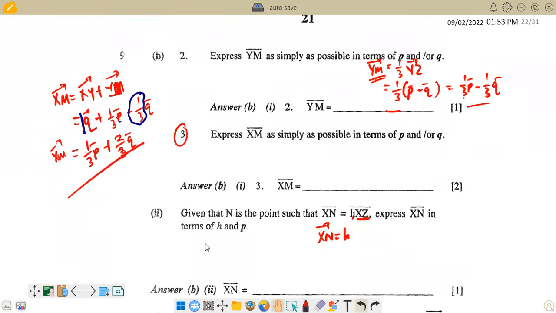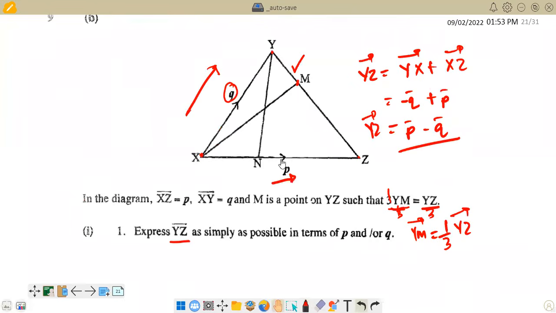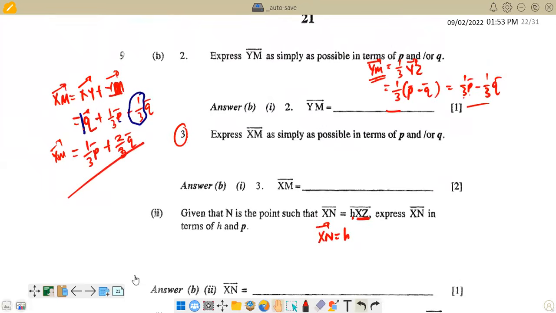We go back to our diagram. Do we have XZ? XZ is there on our diagram. That is, X to Z is vector p. So you're going to take that vector p as it is. So it means this one is h vector p. That is our XN. As we can see, guys, it's just a multiple, that's why it's direct like that.